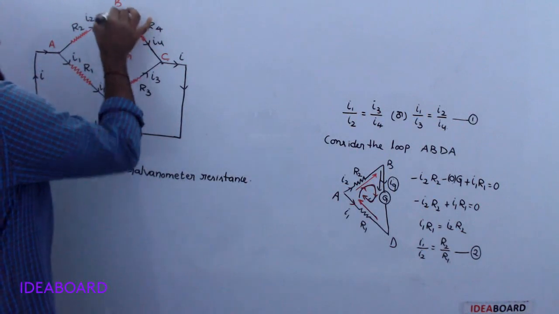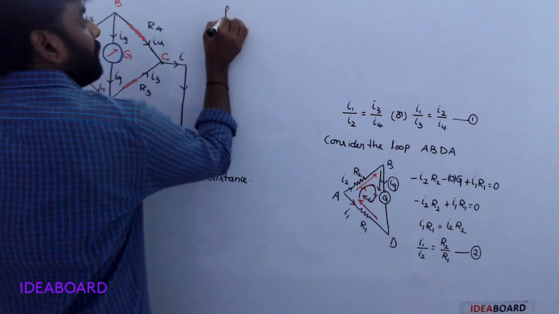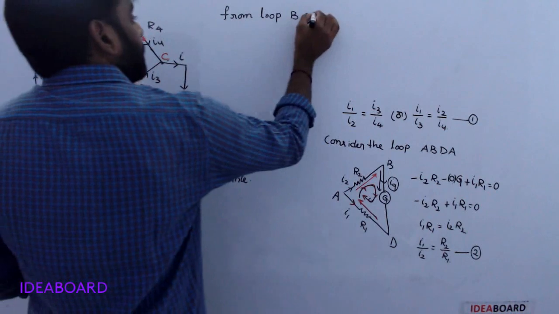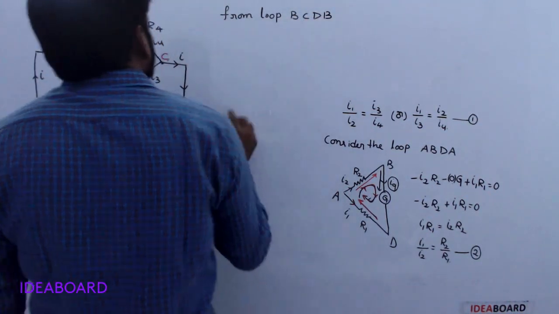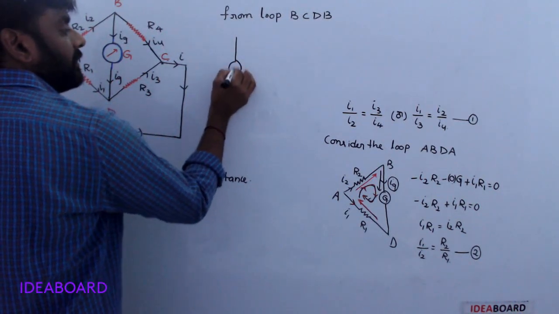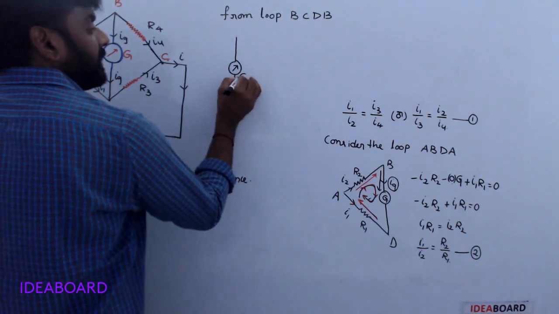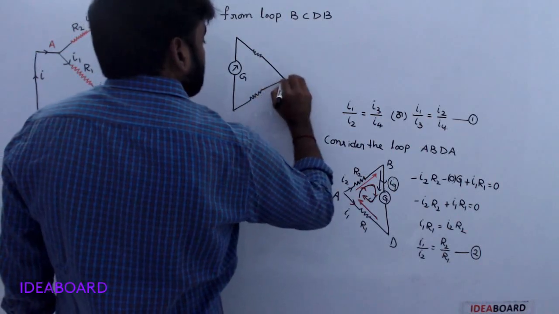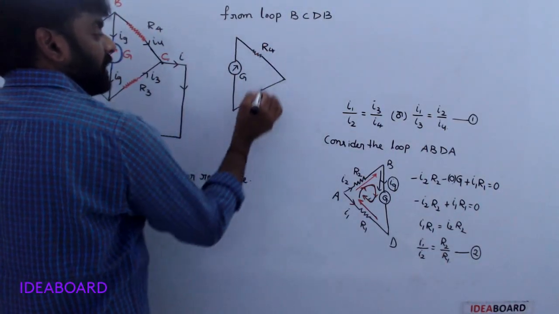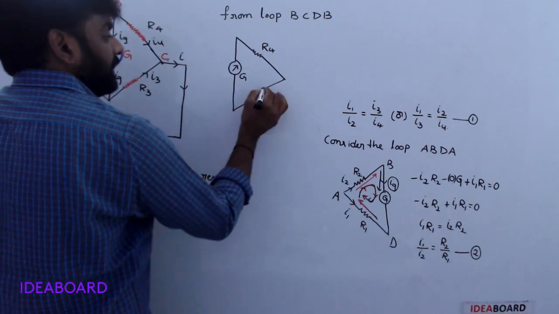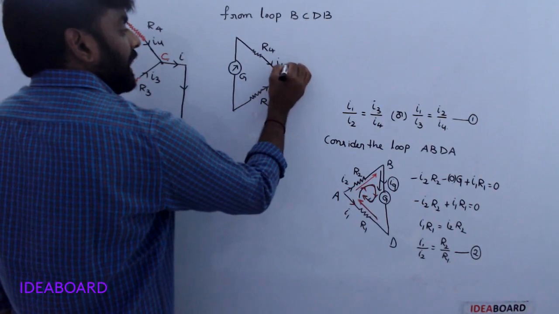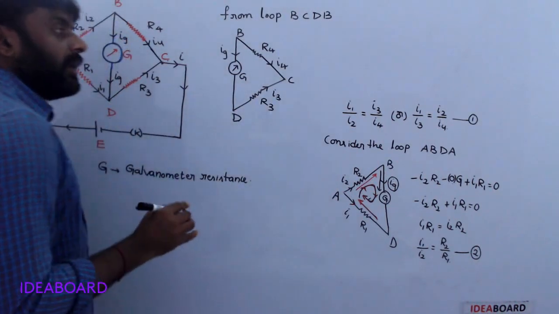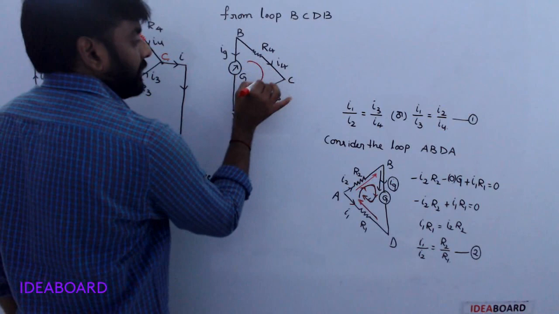Now again consider another loop, B, C, D, B. For our convenience, again I draw here the galvanometer. Its resistance is R, this one is R4, this is R3, here I3, this one I4, and this current is Ig. In this loop, you take clockwise direction.